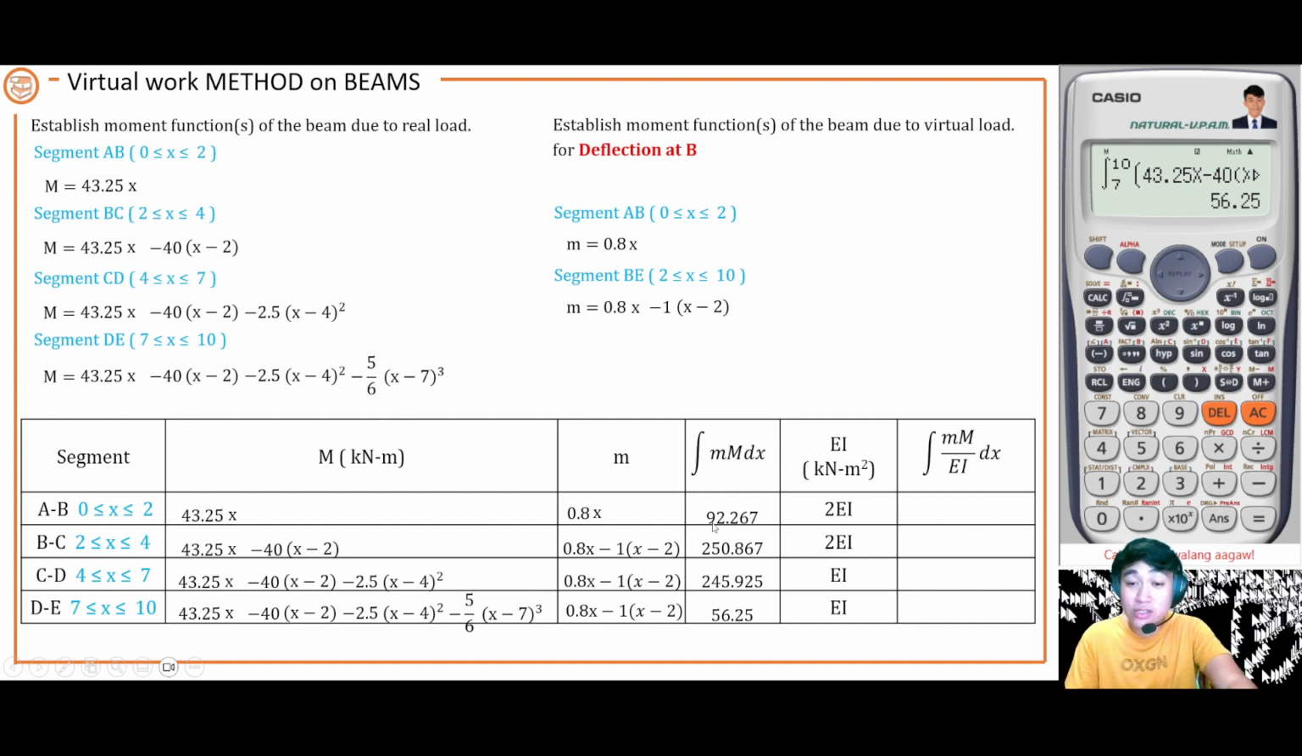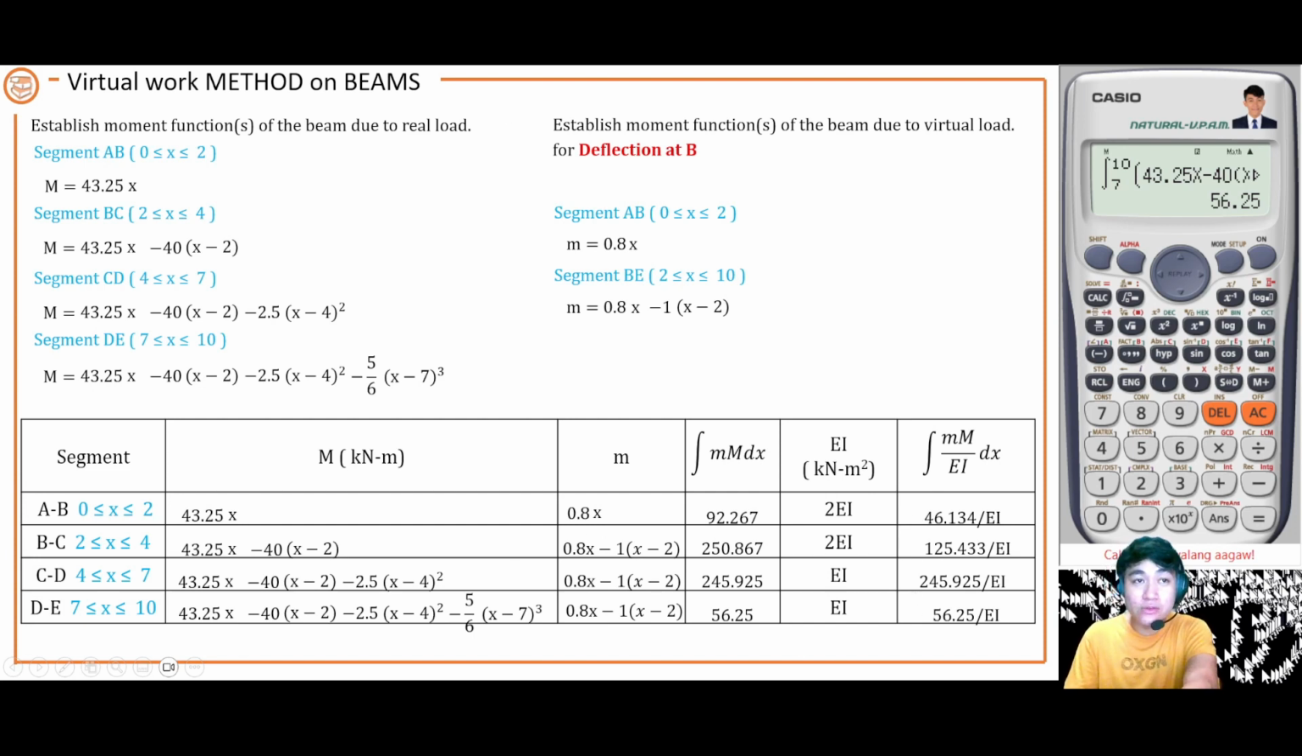Okay, then identify the EI of each segment. Segment AB is 2 EI. You just have to divide this value by 2. Segment BC is also 2 EI, so divide by 2. Since segment CD has only EI, the flexural rigidity is only EI, so the value will not change. And then sum these values. We just have to add these values.